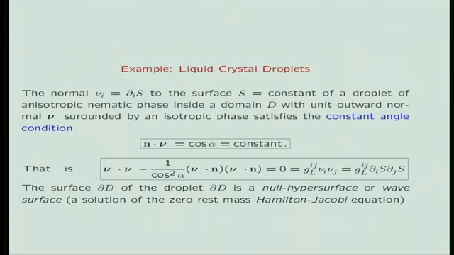So I want to talk about liquid crystal droplets now. Now, in a very naive model, you could demand that the angle between the normal of the droplet, so my D is the droplet, if you like, and the director field, both of which are unit vectors, make a constant angle. If the free energy functional penalizes deviation from this angle, you look for surfaces for which that angle is constant with respect to a given direction field.